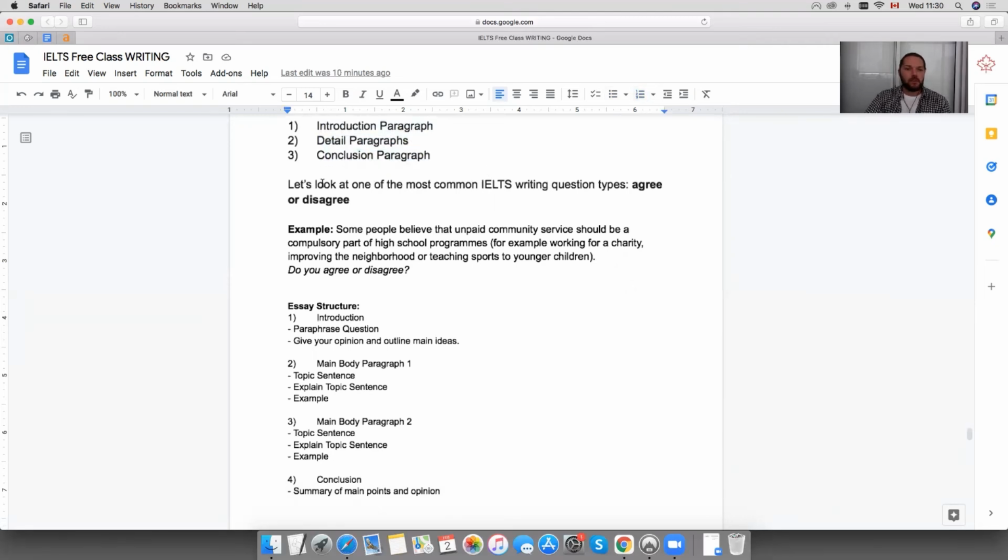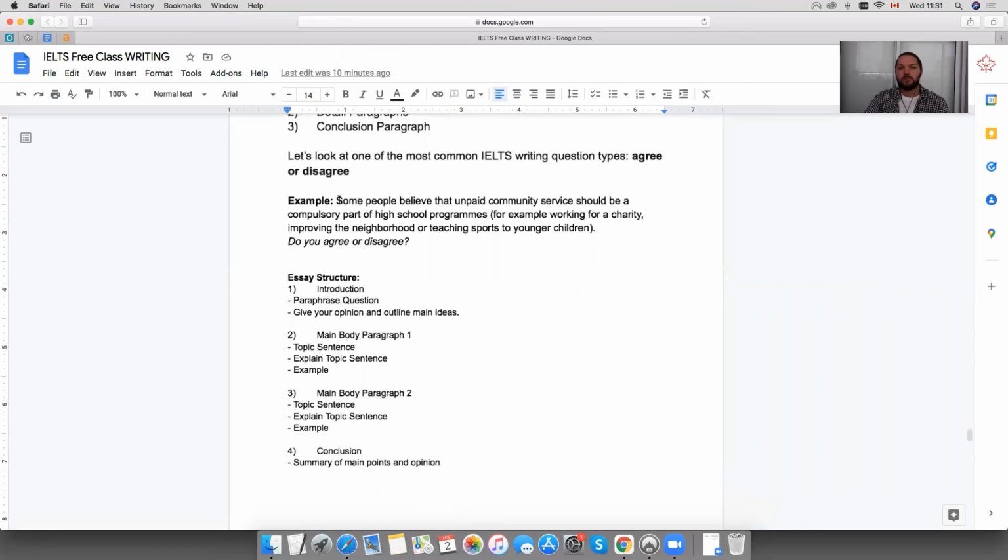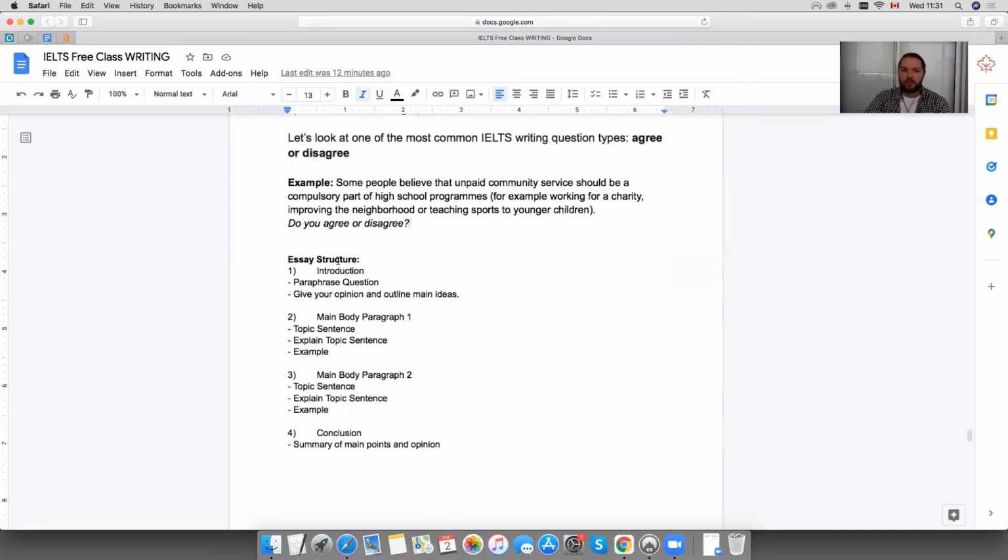If we have a common IELTS style here, the agree or disagree question, let's look and then think about the structure below. So some people believe that unpaid community service, volunteerism, should be a compulsory or mandatory part of high school programs. For example, working for a charity, improving the neighborhood, or teaching sports to younger children. Do you agree or do you disagree? So our structure is very straightforward.